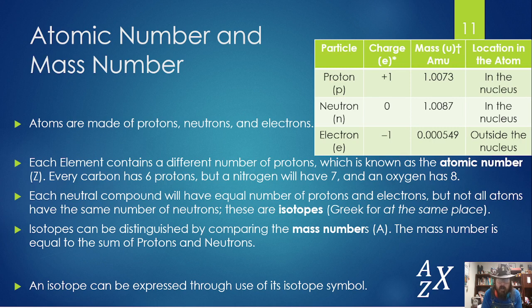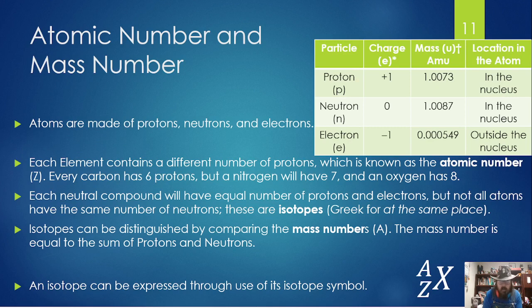Now, a neutral compound will have equal number of protons and electrons, but not all atoms will have the same number of neutrons. Atoms that contain different number of neutrons are called isotopes, Greek for "at the same place." Hydrogen has 3 known isotopes: protium, deuterium, and tritium. They all contain 1 proton, but they contain either 0 neutrons, 1 neutron, or 2 neutrons.